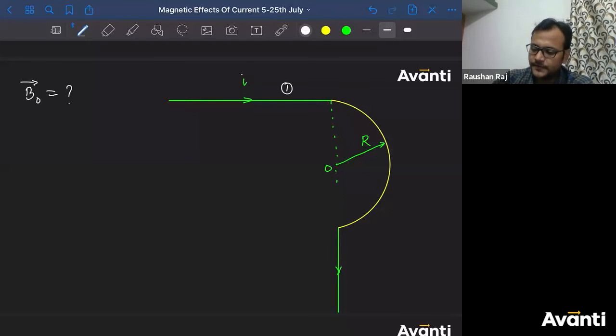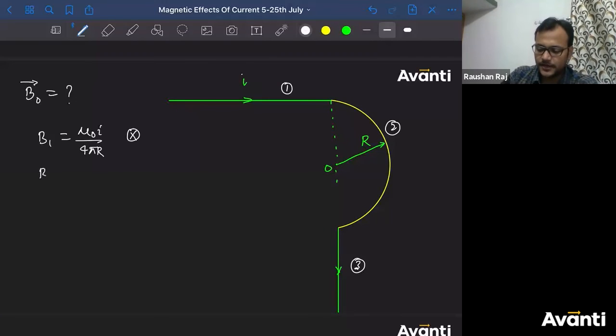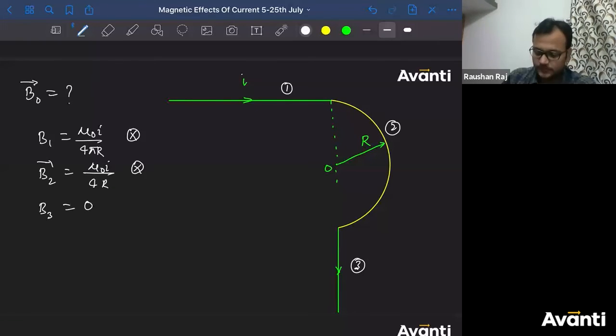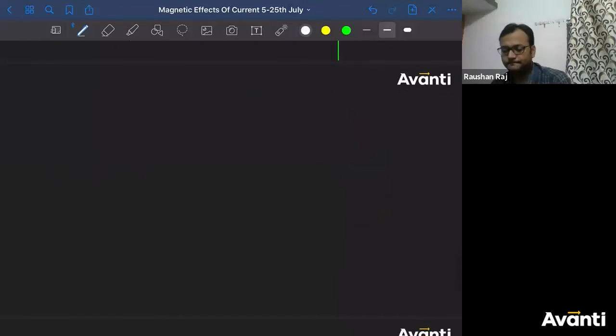First element, second element, third element. B1 will be mu naught I by 4 pi r. Direction will be into the plane. B2 will be mu naught I by 4 r. Direction will be into the plane. B3 will be, let's do. So B at O will be mu naught I by 4 r into 1 plus 1 by 5. This is the answer. Okay, very good. Let's move ahead.